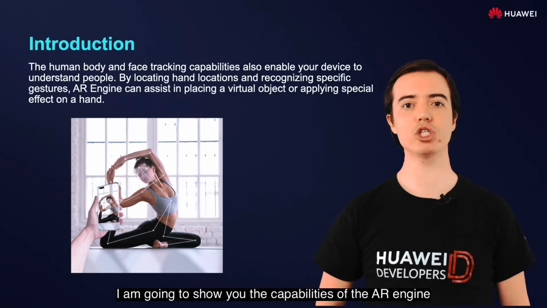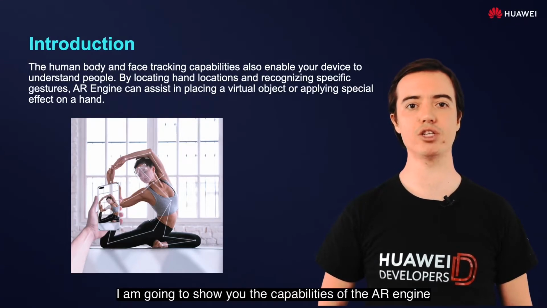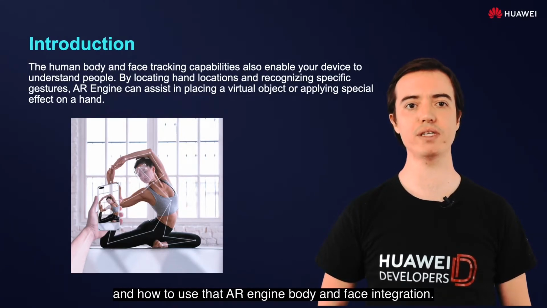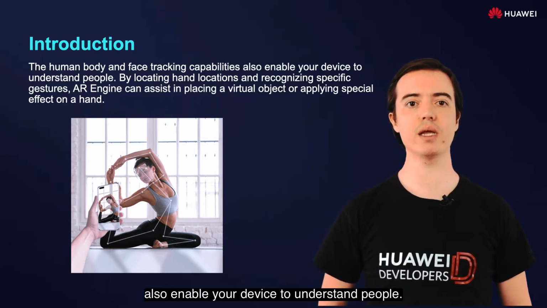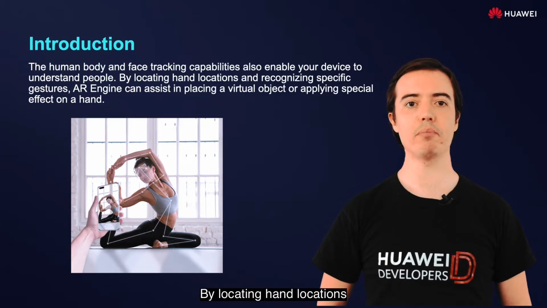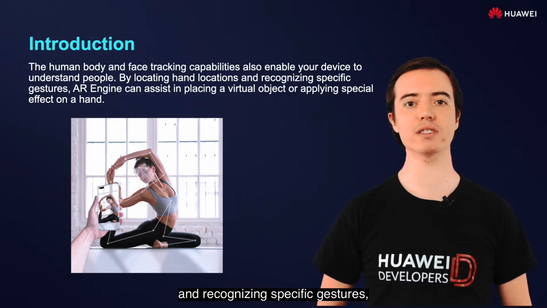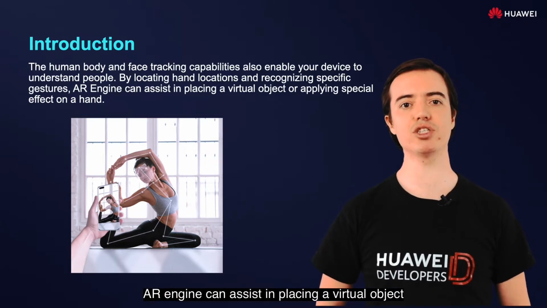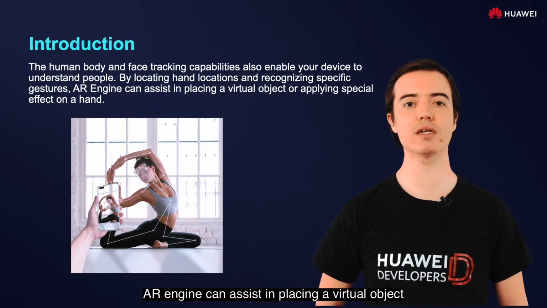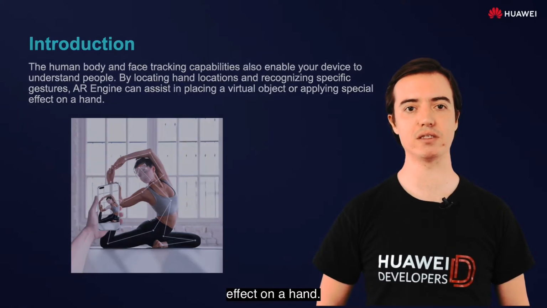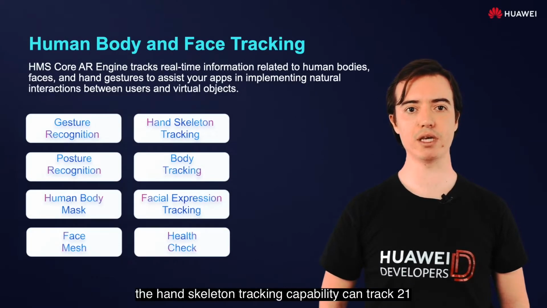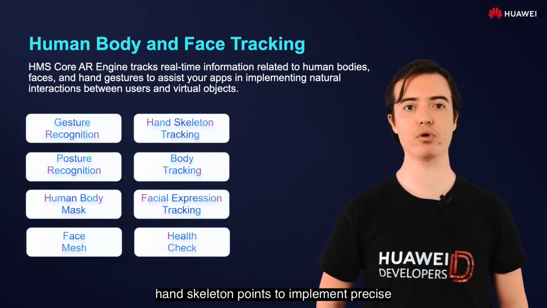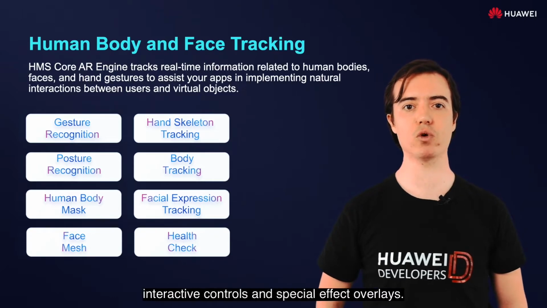Today, I'm going to show you the capabilities of the AR engine and how to use that AR engine body and face integration. The human body and face tracking capabilities also enable your device to understand people. By locating hand locations and recognizing specific gestures, AR engine can assist in placing a virtual object or applying special effect on a hand. With the depth sensing components, the hand skeleton tracking capability can track 21 hand skeleton points to implement precise interactive controls and special effective overlays.